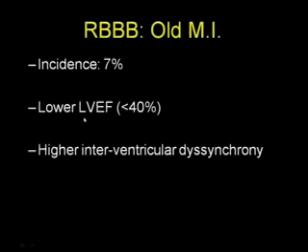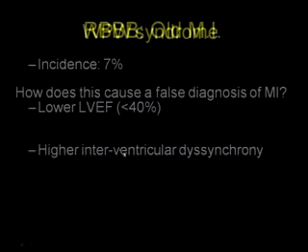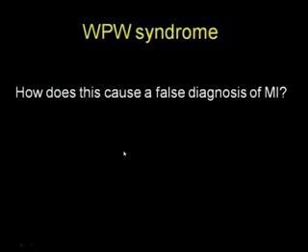Patients with right bundle branch block with old myocardial infarction, the incidence is about 7%. They have a lower ejection fraction, and obviously higher interventricular dyssynchrony, which many patients with RBBB would have. Next we come to WPW syndrome.